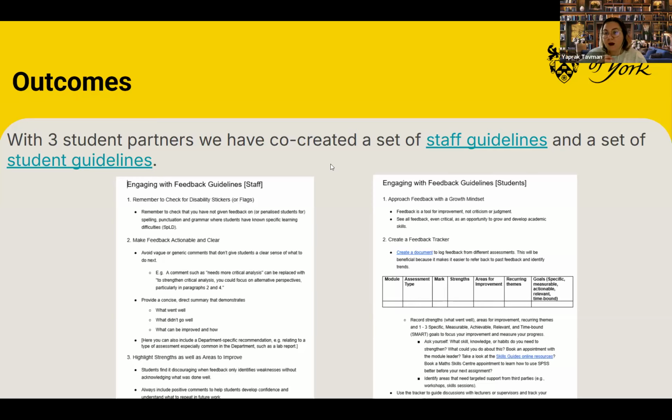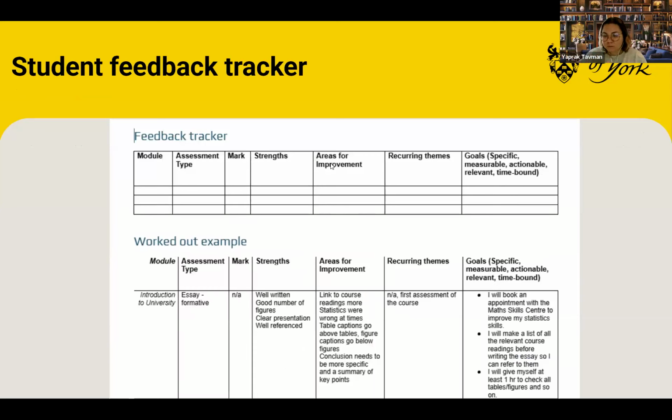The one thing that I wanted to highlight in this session from these guidelines is the feedback tracker for students. The feedback tracker is a document with a table that students can make their own copy and use. It is basically a table which helps students to keep a record of the feedback that they have received over multiple assessments. Here it encourages students to record the feedback, but at the same time think about the strengths and the areas of improvement and the recurring themes that come out from the feedback they have received. And then finally, students are encouraged to set some SMART goals. So they need to set some actions for themselves based on these themes to take before they have their next set of assessments to help them improve their outcomes in the future assessments.